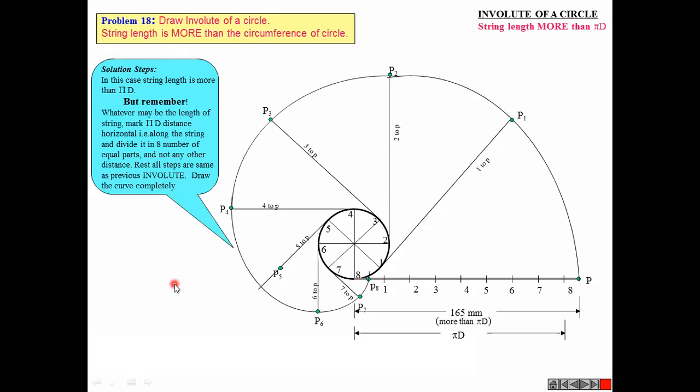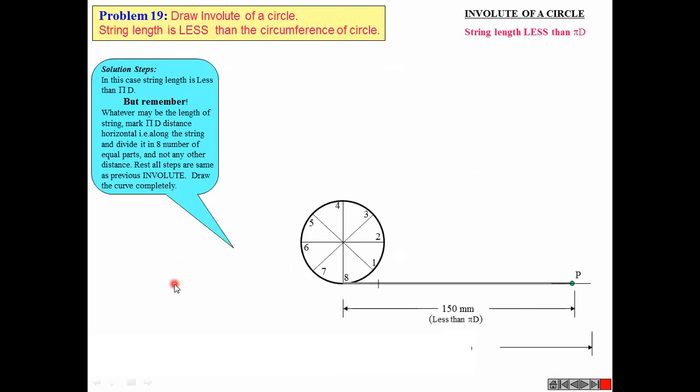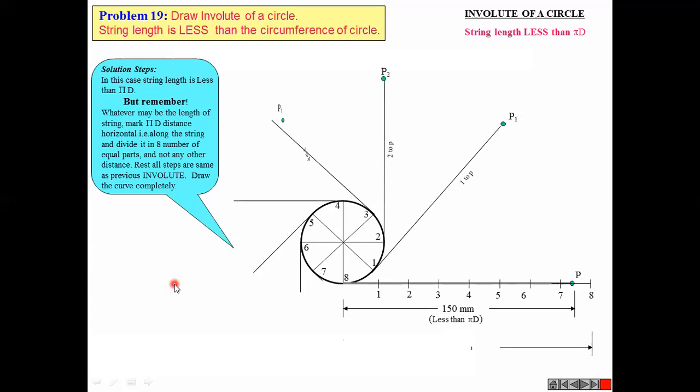We'll see if it is less. Now here we have the less case, meaning the string length is less than the perimeter, so it won't complete a single circle. Like this, it won't even complete the circle.